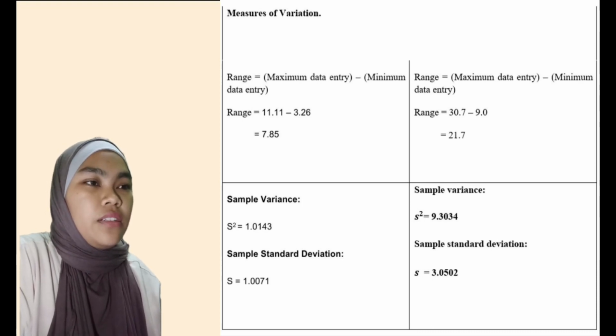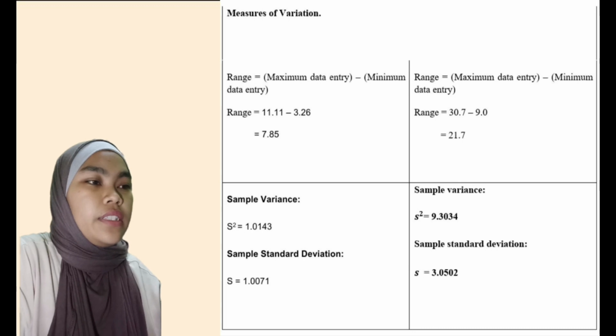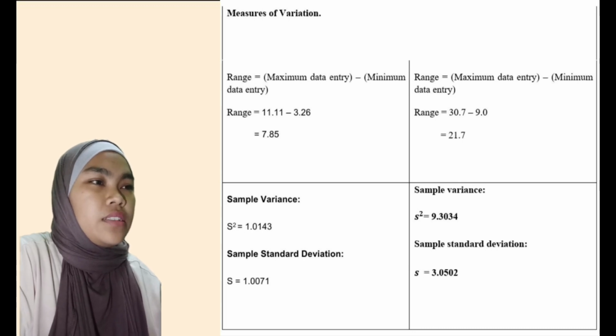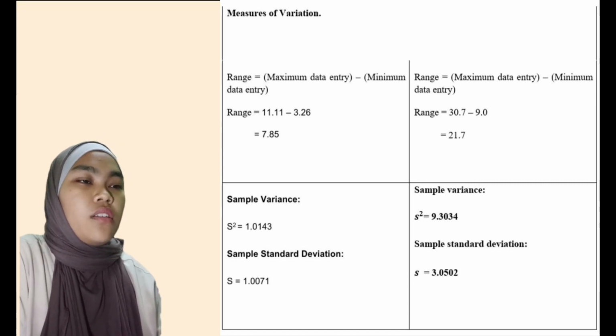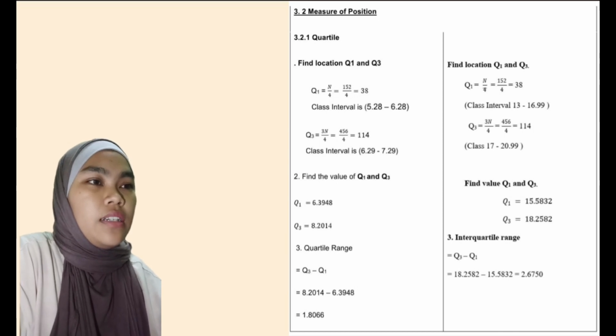For the liter per hundred, the sample variance is 1.0143 and the sample standard deviation is 1.0071. For the travel distance, the sample variance is 9.3034 and the sample standard deviation is 3.0502.